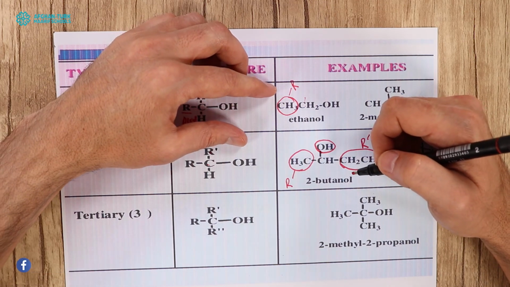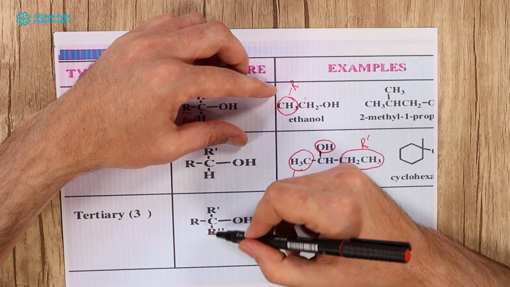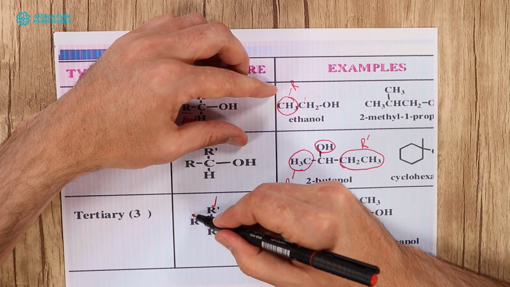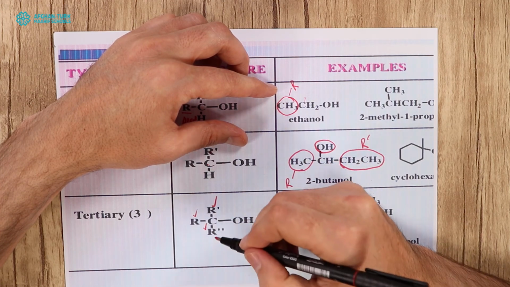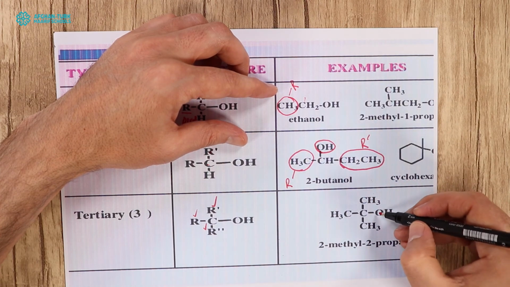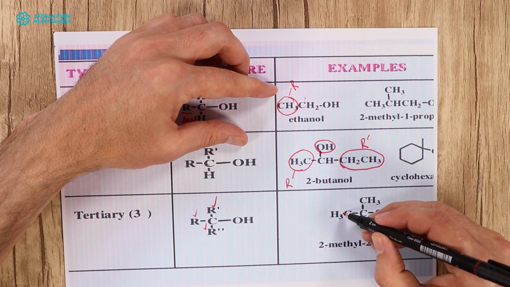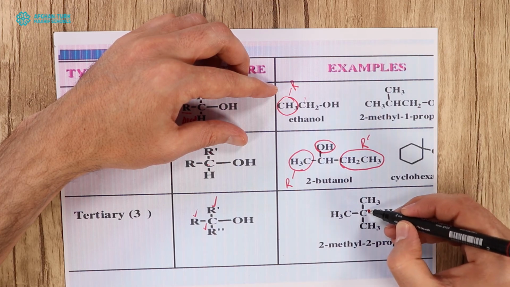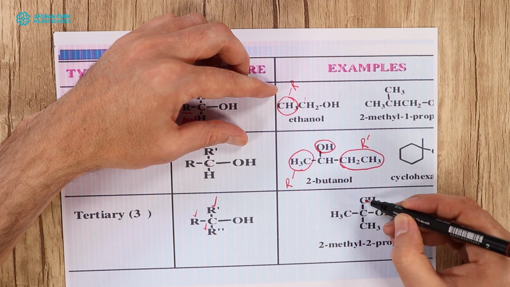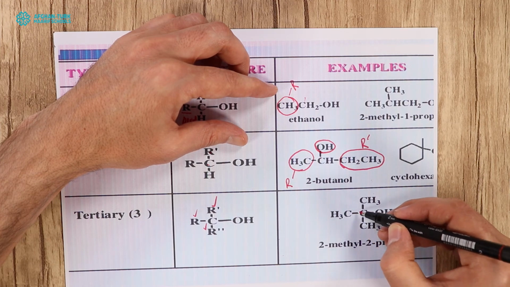Next one is tertiary alcohols. When the carbon of the OH group is attached with 3 alkyl groups, first alkyl, second alkyl, third alkyl, such type of alcohols are called tertiary alcohols. Look at here. Their example is 2-methyl-2-propanol. Look at here. This is the first carbon, okay, second carbon. On the first you can see methyl. Here you can also see methyl. Here you can also see methyl.